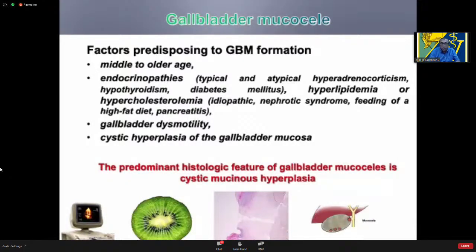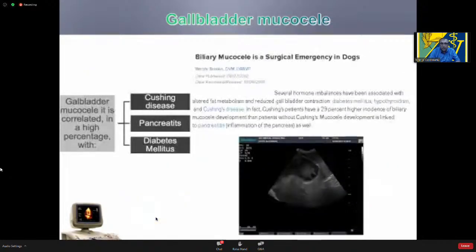Please try to remember. From the ultrasonographic point of view, probably all of you know that the specific appearance, the specific pattern of the gallbladder, is a kiwi aspect. I told you before, to support my presentation, I have a lot of scientific papers, but please notice that the gallbladder mucocele is in very many cases correlated with three main diseases: hyperadrenocorticism, Cushing syndrome, pancreatitis, and of course, as I told you before, diabetes.